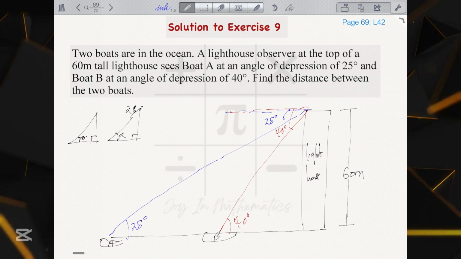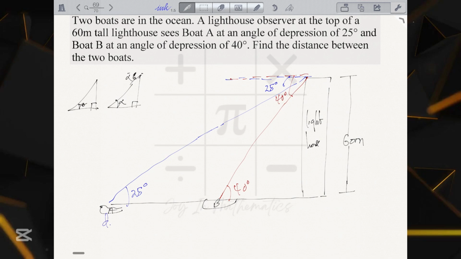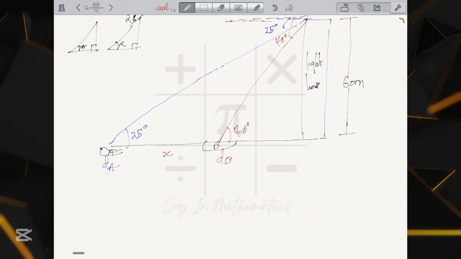So we can call the distance from the base of boat A to be DA, and the distance to the base of boat B to be DB. And what we are looking for is the distance between the two boats. So we are looking for X, from DA to DB. That's what we are looking for.